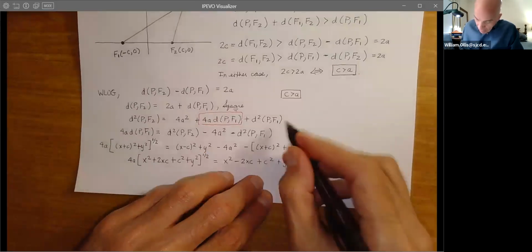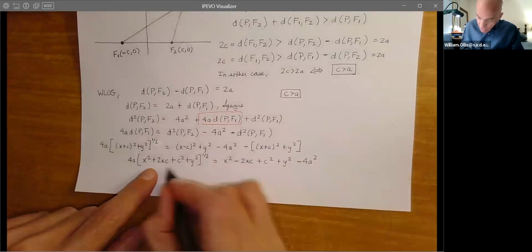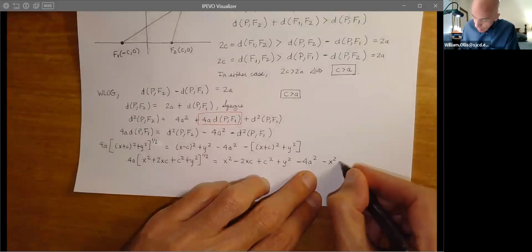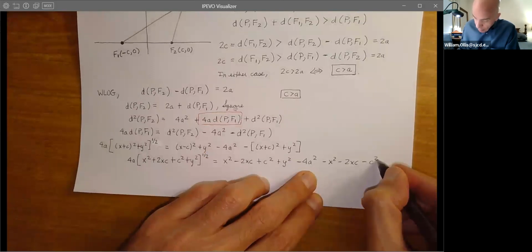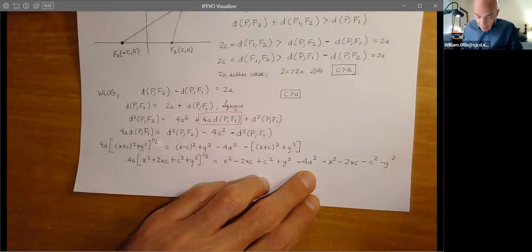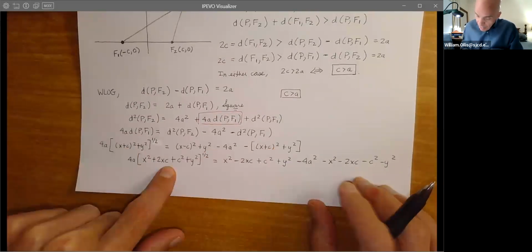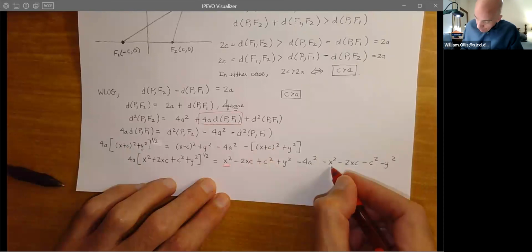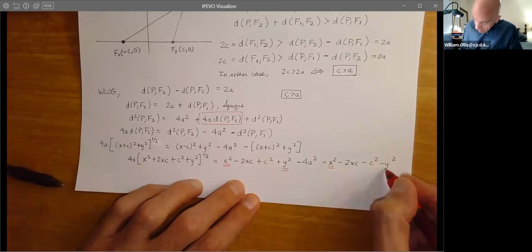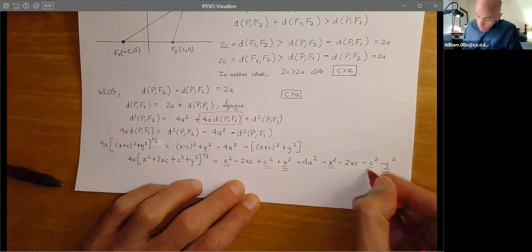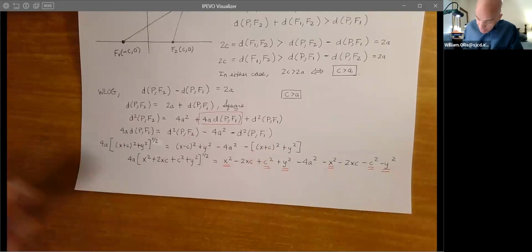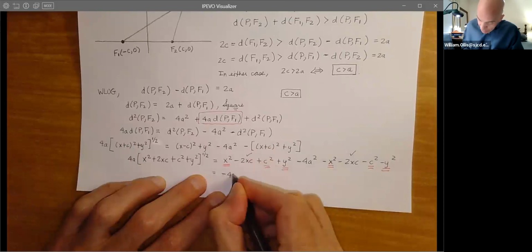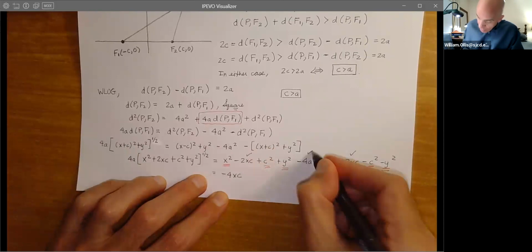And now here, that's just what this is. So let's just run the negative through all of this. So minus x squared minus 2xc minus c squared minus y squared. So we expanded this over here, and so we'll just slap the negative on all of it. And now we can see a lot of things absorb: the x squares, the y squares, the c squares, and we're just left with negative 4 copies of xc, so this guy and this guy. So this is negative 4xc, and then we have the minus 4a squared.